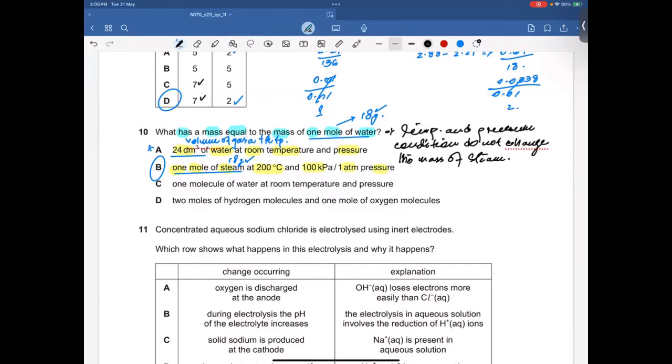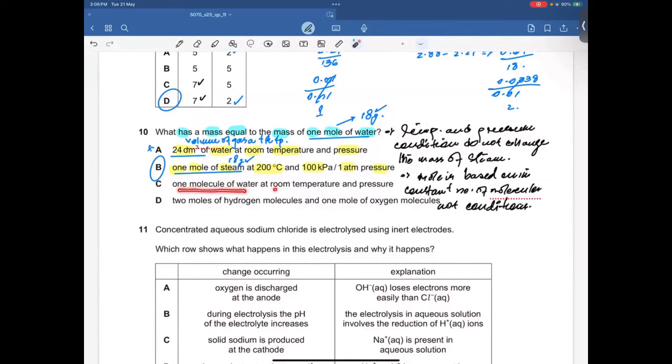Also, one more thing which you need to remember is mole is based on the constant number of molecules, not conditions. Okay. So I believe B is going to be the right answer. Anyhow, let me talk about option C. 1 molecule of water at room temperature and pressure. So 1 mole of water is always equal to 6.02 times 10 to the power 23 particles, right? So that's not going to be the correct option, obviously.